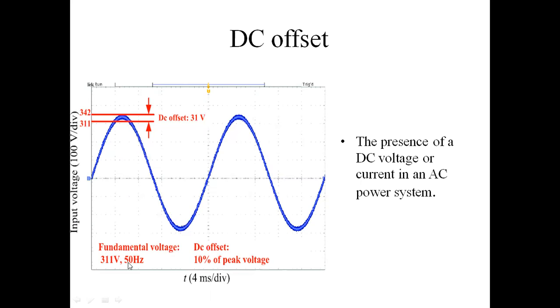The fundamental voltage is 311, 50 hertz. The DC offset is 10% of the peak voltage. Here it maintains for a small duration of time. It means constant voltage. That is called a DC offset voltage. The definition of offset voltage: the presence of DC voltage or current in an AC power system. This is the waveform of DC offset.